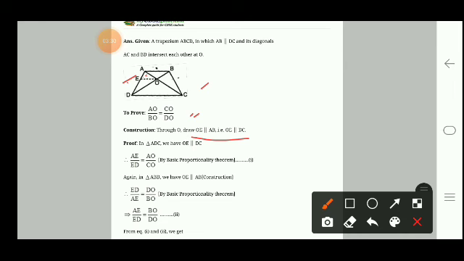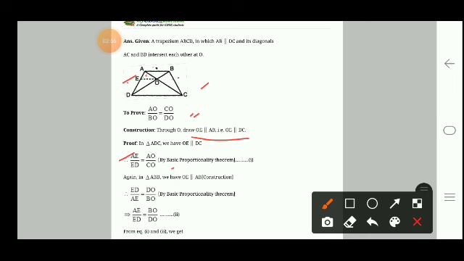Now in triangle ADC, if we consider triangle ADC, what do we have here? We have here AE over ED. Now as we know that this EO is parallel to DC, so we can say AE over ED is equal to AO over OC.